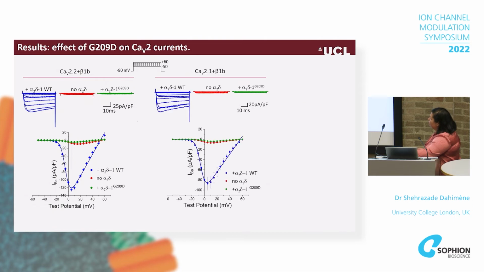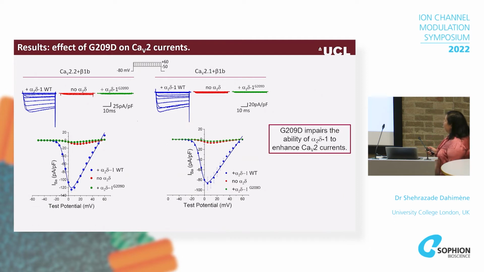We found the same for CaV2.1, where we did exactly the same experiment. Again, we found that the mutant alpha2delta-1 is not functional. It doesn't enhance the CaV2 currents.